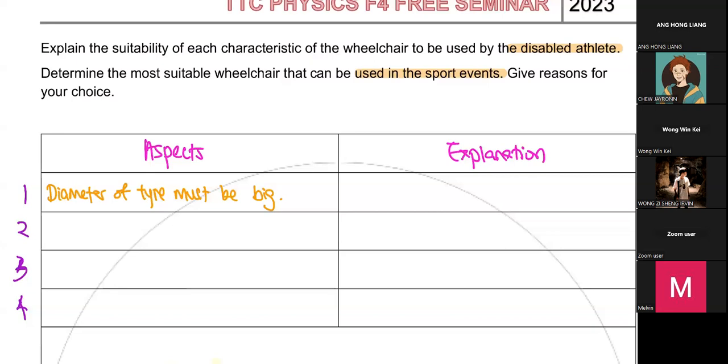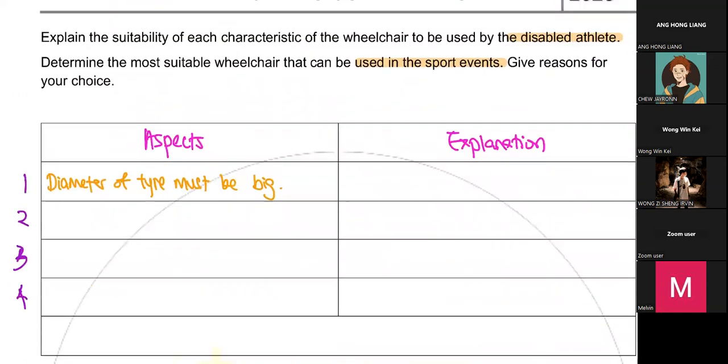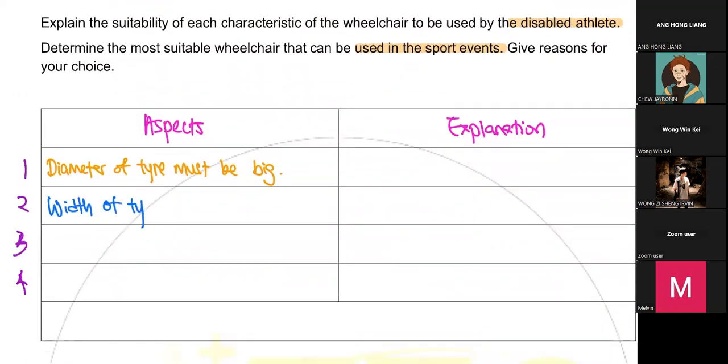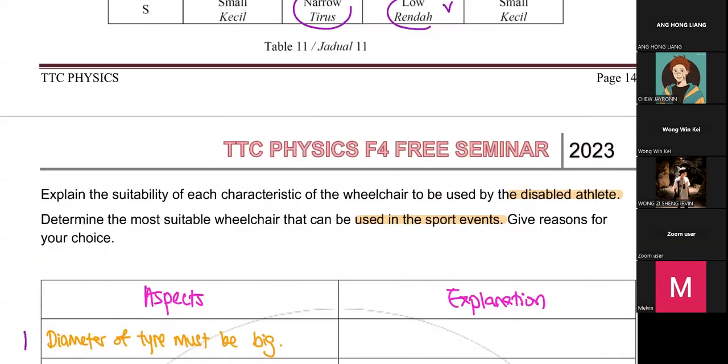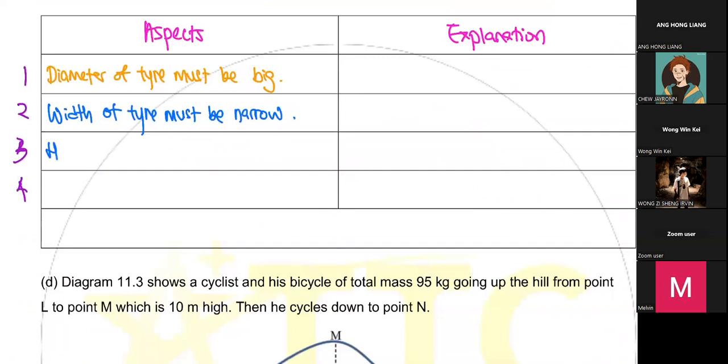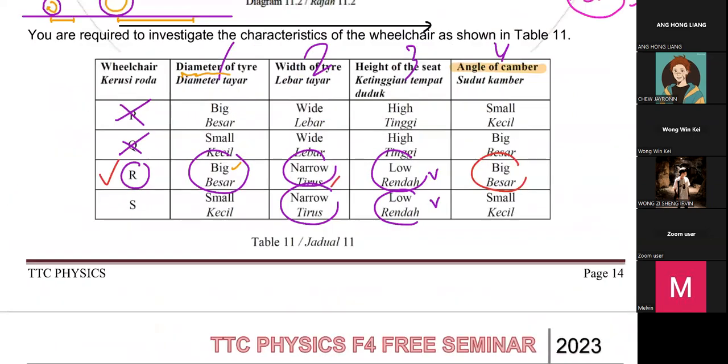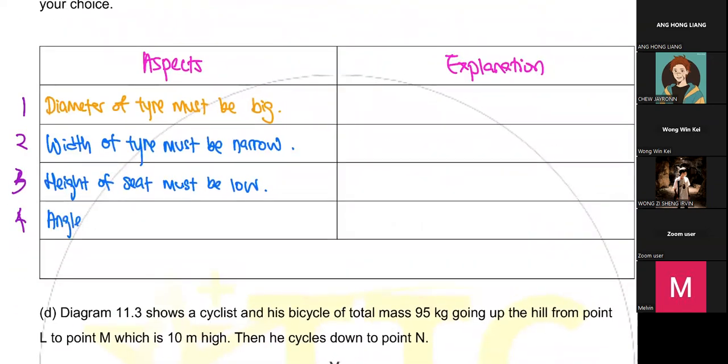Okay. Now, so this diameter of tire must be big. Okay, I don't want to write the explanation first. I'm gonna just continue write all my points first. So second one, the width of tire must be narrow. The third one, the height of seat must be low. Then the fourth one will be the angle of camber must be big. So you just say, so therefore the angle of camber must be big. Okay, diameter of tire must be big, angle of camber must be big. Macam tu lah. All right, can.